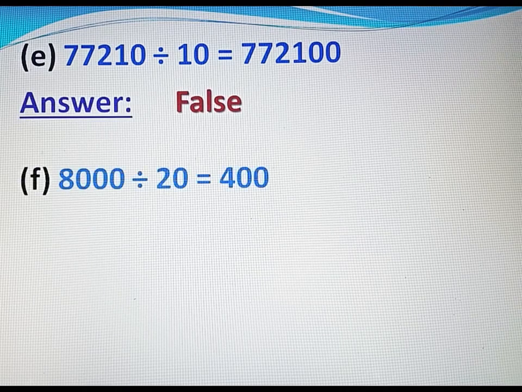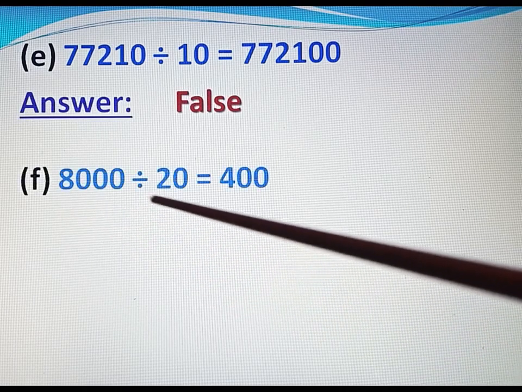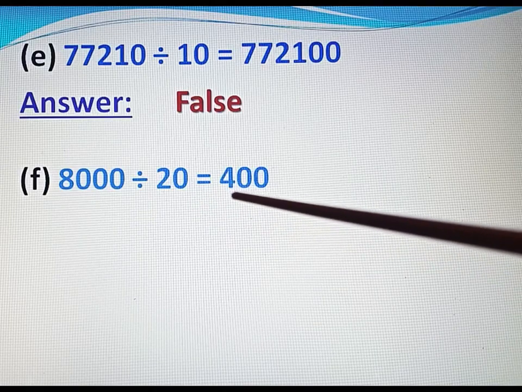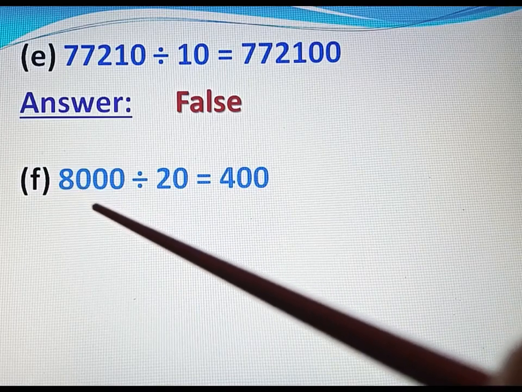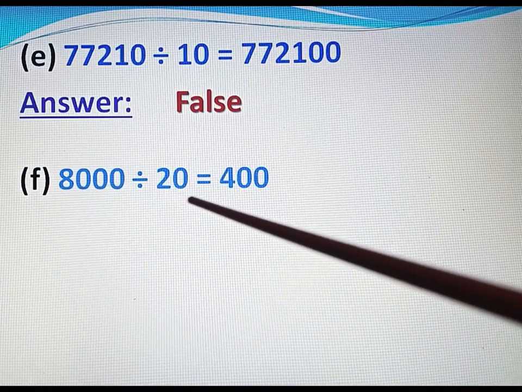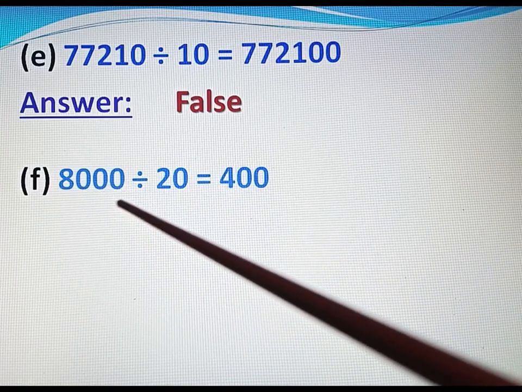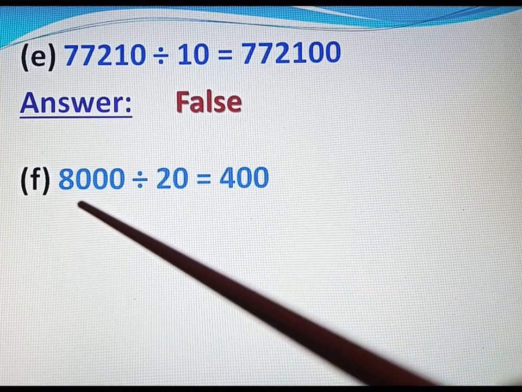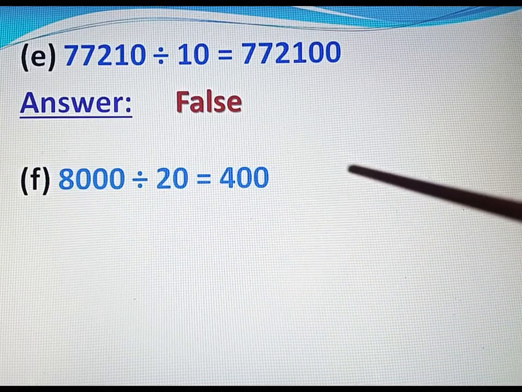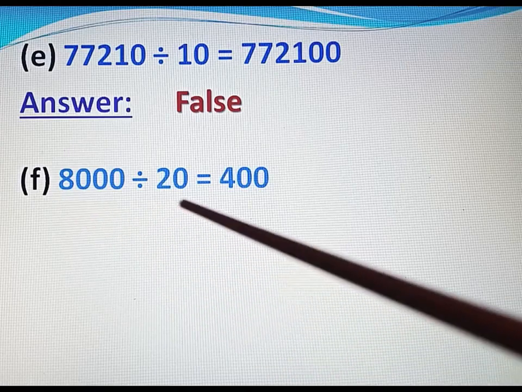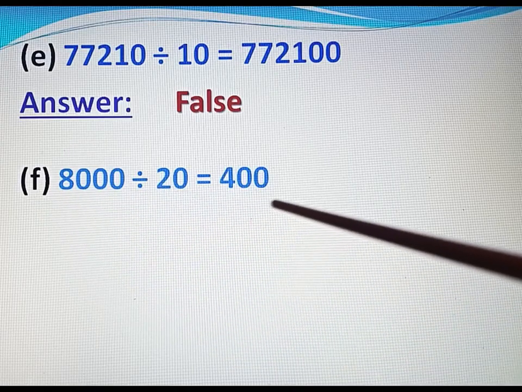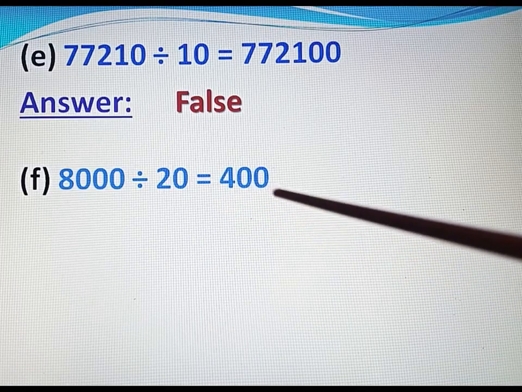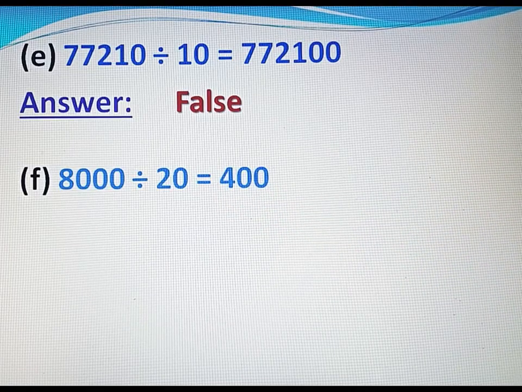F part: 8,000 divide 20 equal 400. See, in 8,000 there are 3 zeros, and in 20 there is 1 zero. So 1 zero and 1 zero will be cancelled. So 2 zeros are left. So we will put 2 zeros at the last. But first we will divide 8 by 2. 8 divide 2 is 4, and 2 zeros we will put at the last. So 400 is the quotient. So this statement is true.